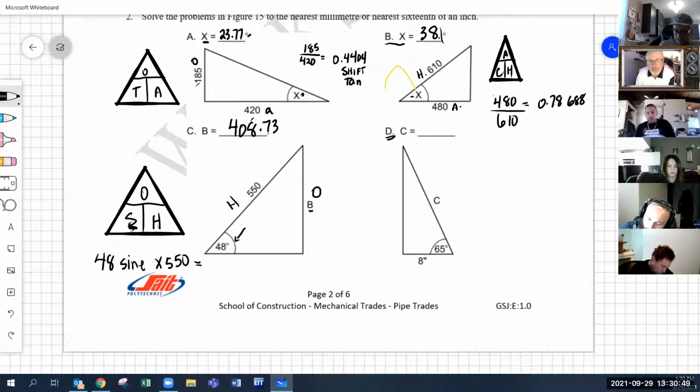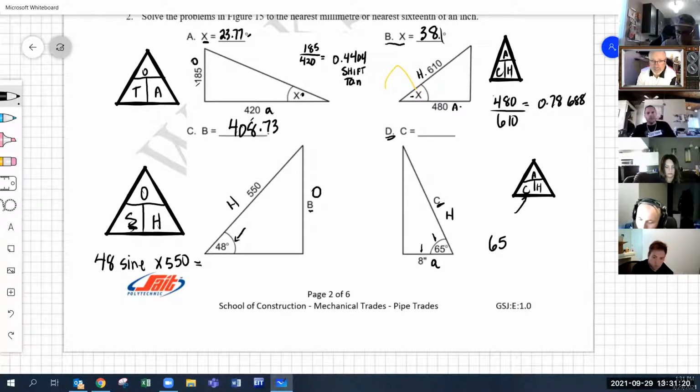This next example shows we want to solve for C. I'm given an angle and I have the side adjacent and I want to know the hypotenuse. So then I figure out what formula has the adjacent and the hypotenuse in it. That is CAH. And C is the angle.